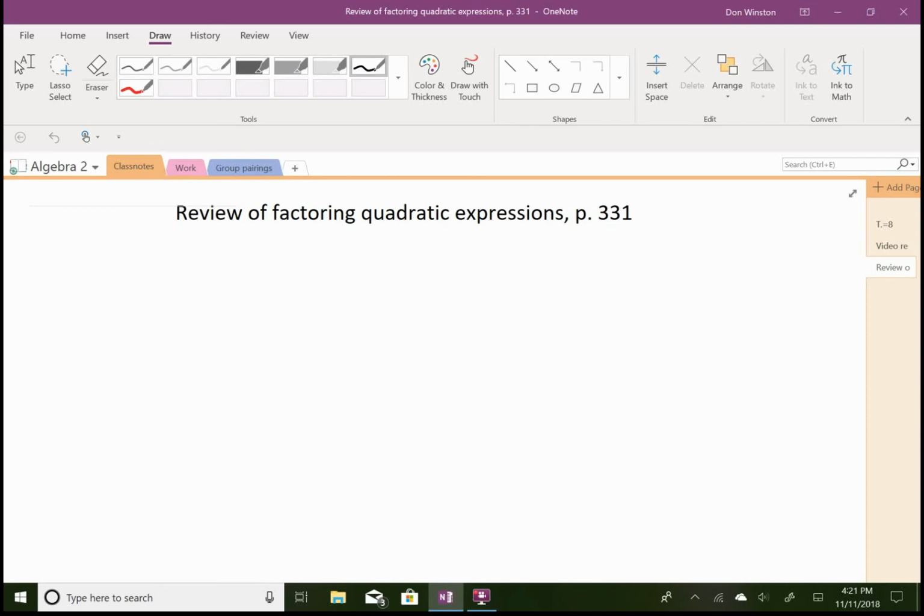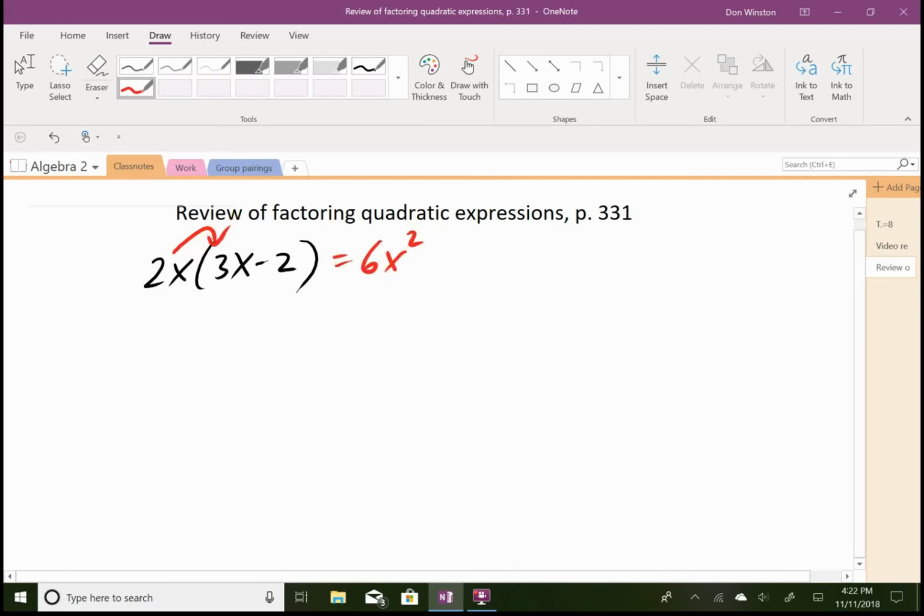To begin, I guess it's best to start with distributing or multiplying. So let's say we have a binomial 2x and we're going to multiply that by a binomial 3x minus 2. So to recall, we distribute. We take 2x times 3x and we get 6x squared. And we take 2x times negative 2 and we get minus 4x. Okay, so that's distributing or multiplying.